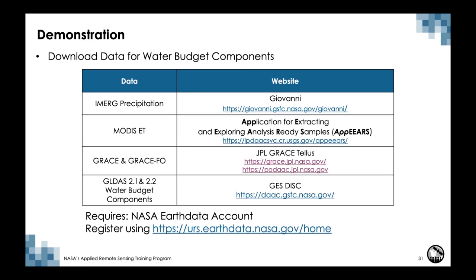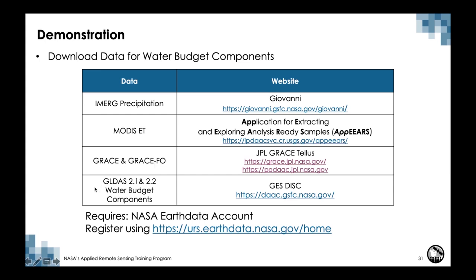So we saw how to download precipitation and evapotranspiration from remote sensing observations like IMERG and MODIS. Next water component that we are going to look at is terrestrial water storage anomalies. And we're going to do so from the GRACE mission. And also during the exercise, we will download the same data from GRACE Follow-On mission.